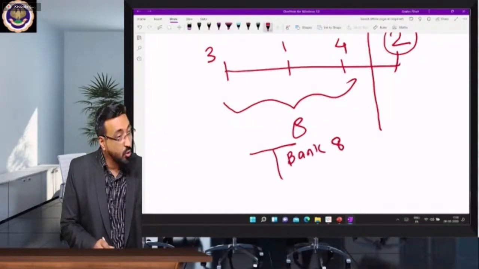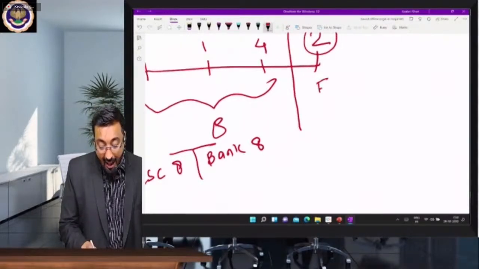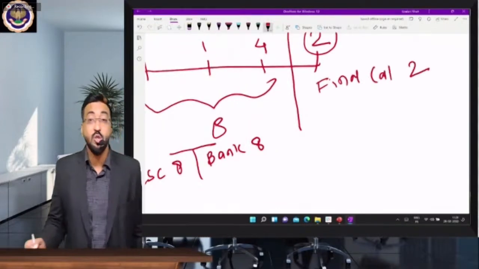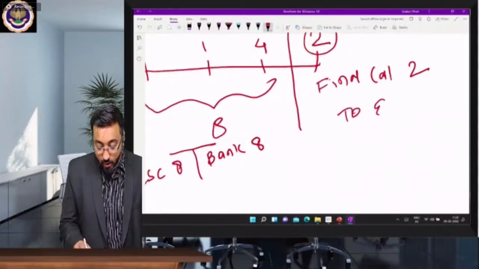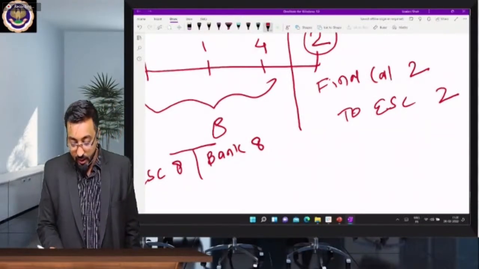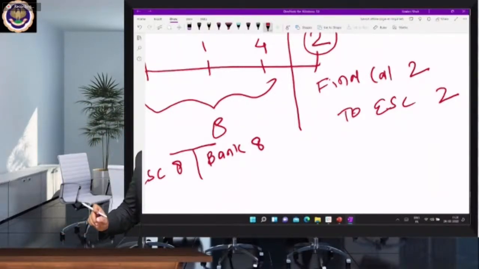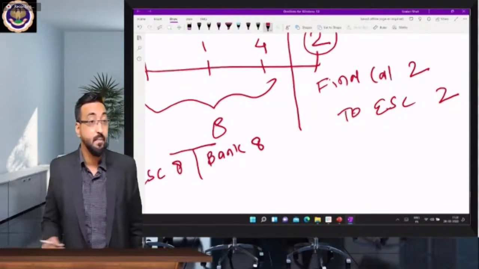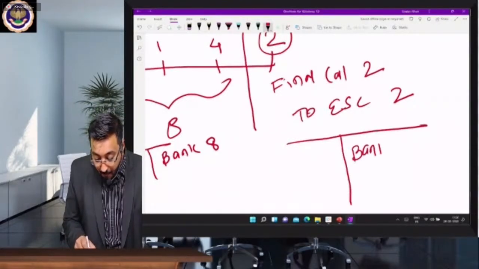So see here, your balance sheet is very easy. Bank account 8 rupees and equity share capital 8 rupees. But now what happened? Last call, this is the final call. You can visualize these entries. Second and final call account debit to equity share capital 2. But whether you received this 2 rupees? No, I haven't received this. So my bank account is 8.